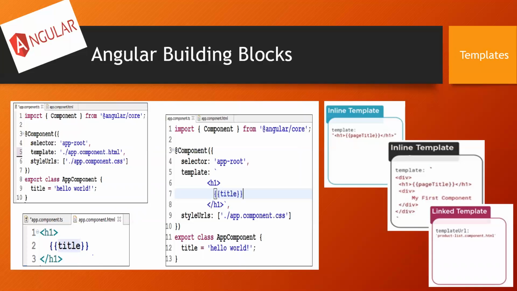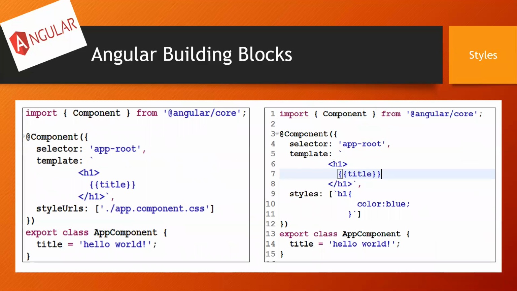If you see down, there's a second example. It's an inline template of the first kind, where we are using just a single heading tag. And on the right, in the second inline template example, we are using multiple tags. We are using a div tag, inside that one more div tag, and also a heading tag. So it's a kind of complex HTML inline template.